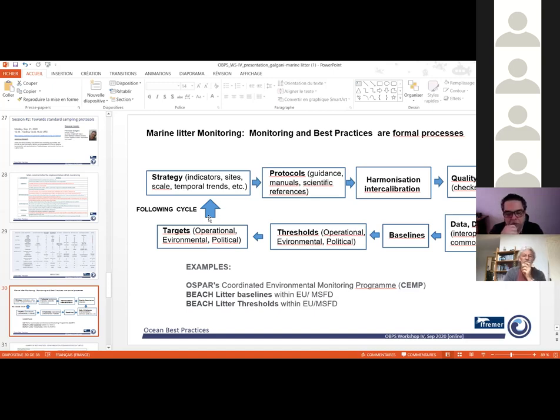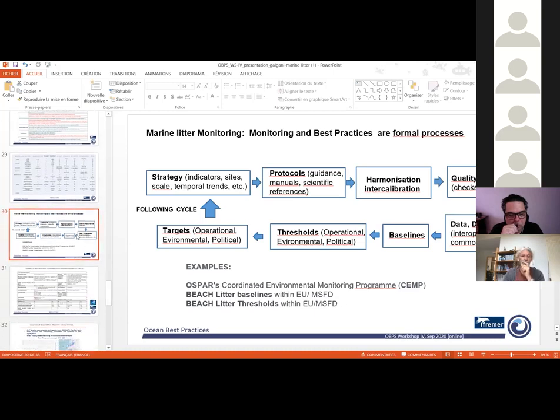Shall we set targets where to go? And for that, baseline and threshold will be necessary. Then we come to the management, and for that, the data for monitoring will be more than important. They will be essentials.